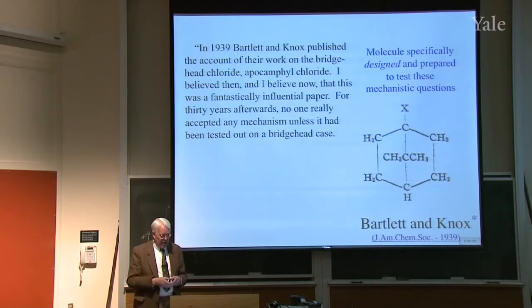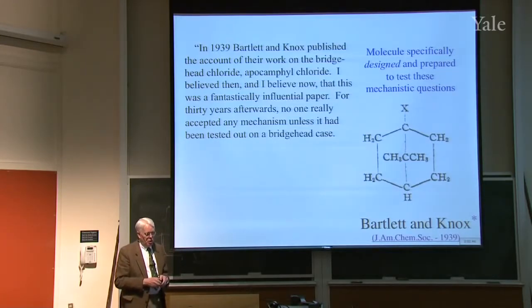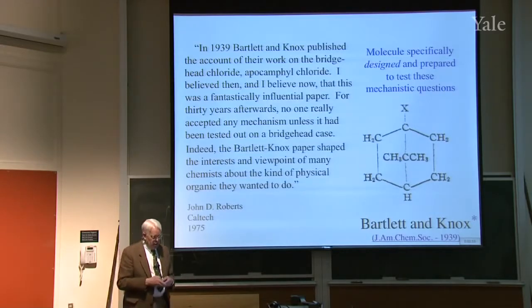Okay, now this is a comment about that paper. In 1939, Bartlett and Knox published the account of their work on the bridgehead chloride, apocamphyl chloride. That's where X equals Cl. I believed then, and I believe now, that this was a fantastically influential paper. For 30 years afterwards, no one really accepted any mechanism unless it had been tested out on a bridgehead case. Indeed, the Bartlett and Knox paper shaped the interests and viewpoint of many chemists about the kind of physical organic chemistry they wanted to do. And that's a quote from John D. Roberts, who's an institute professor at Caltech and one of the real leaders of organic chemistry through the 20th century, and he's still living now. He said that in 1975.